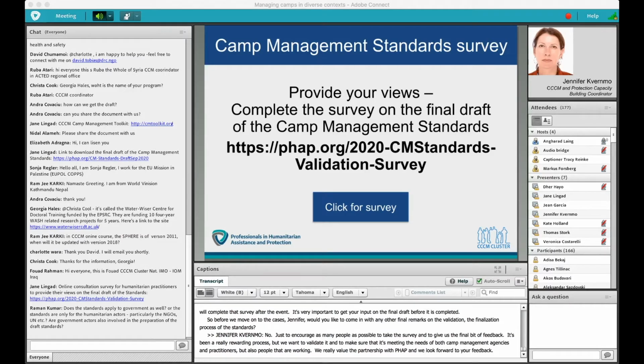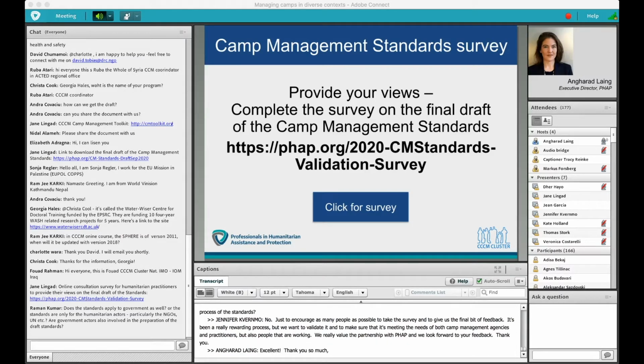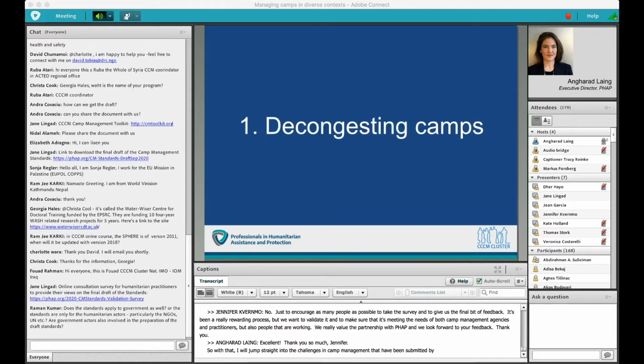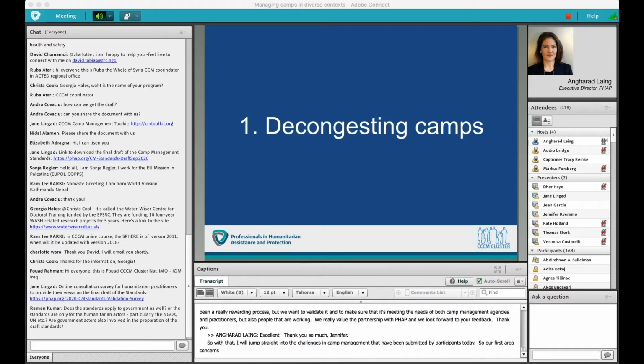So with that, I will jump straight into the challenges in camp management that have been submitted by participants today. So our first area concerns decongesting overcrowded camps and how to best go about communicating to camp residents about this.